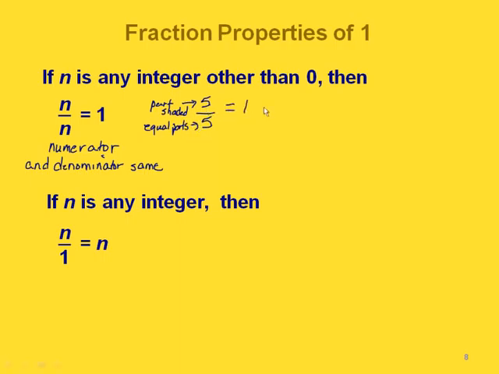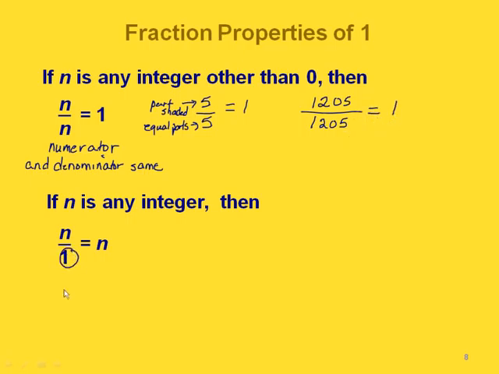And this will be true with any different integer as long as the numerator and the denominator are the same integer. So for example, we could have 1,205 over 1,205. Since the numerator and denominator are the same, that's still going to give us 1.